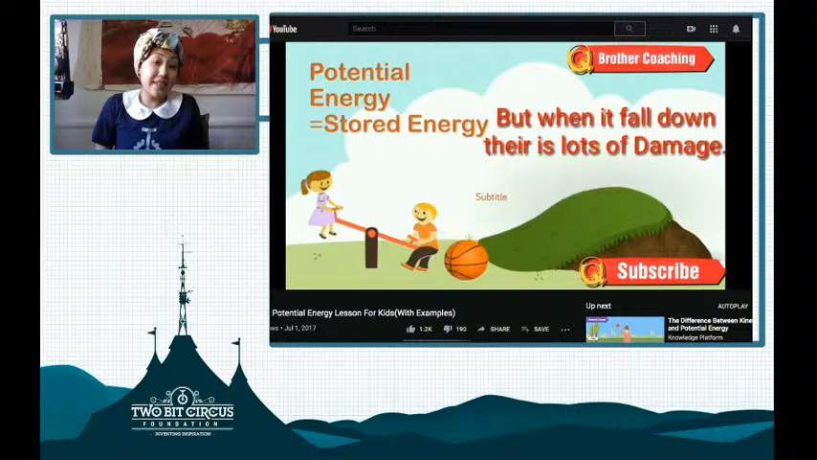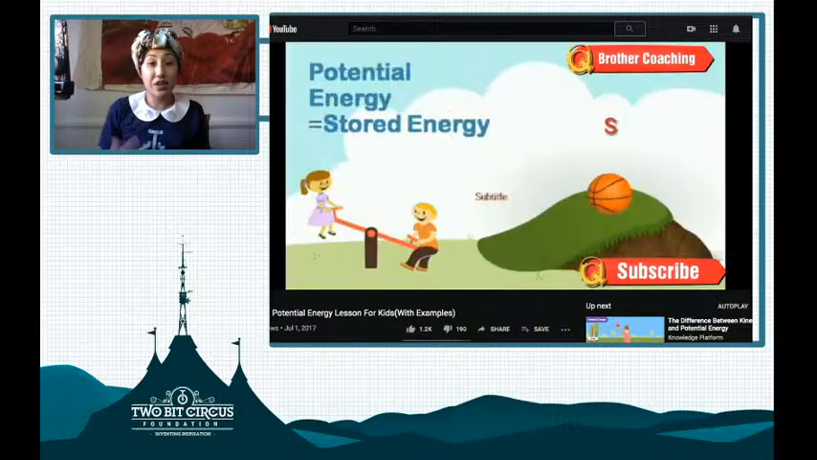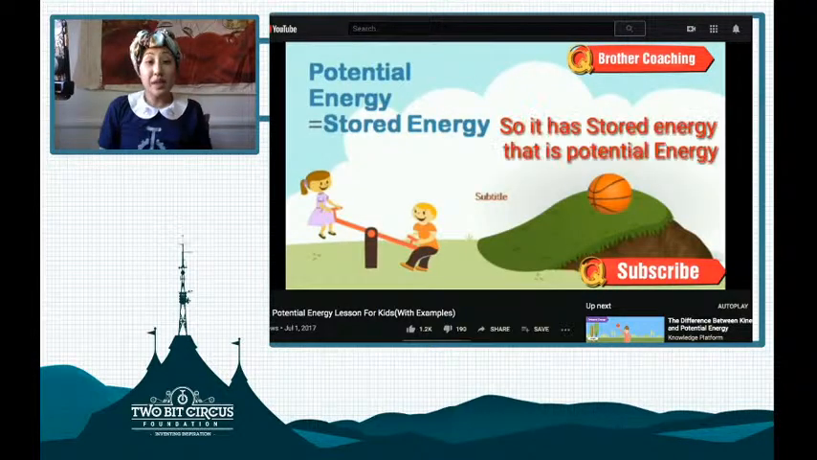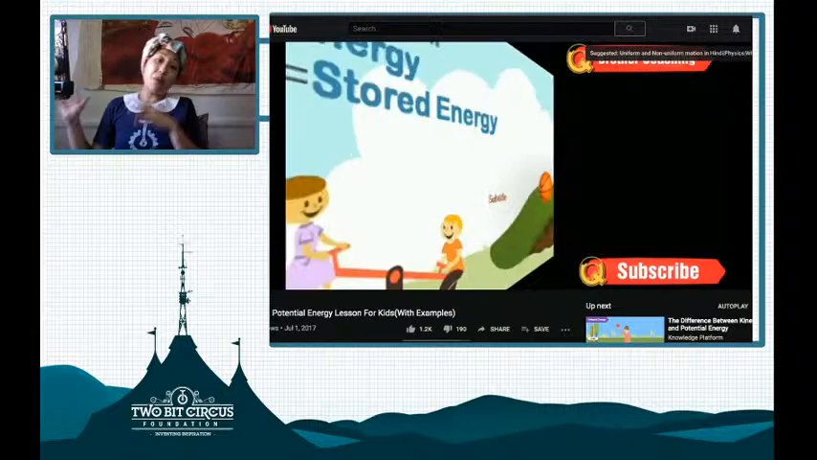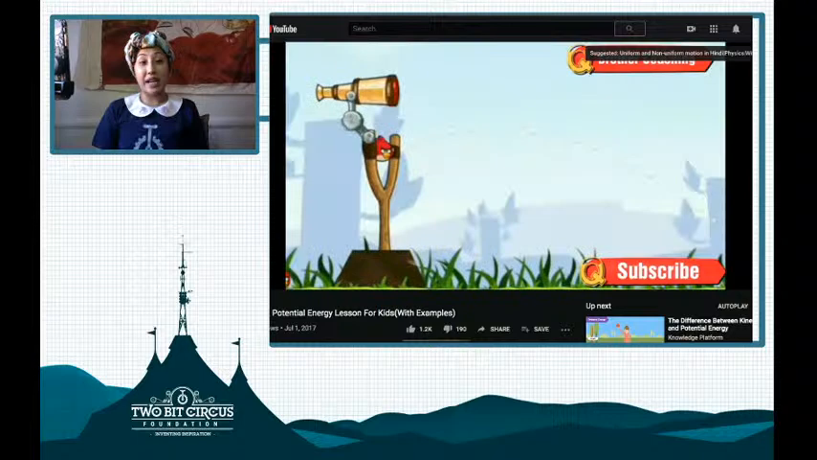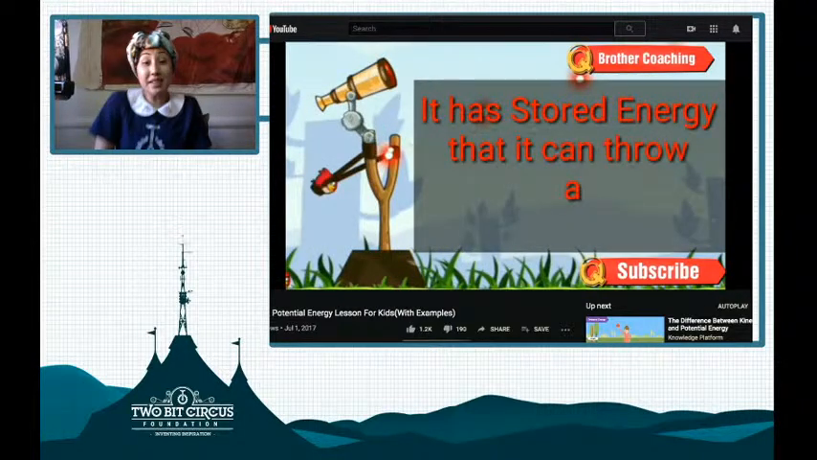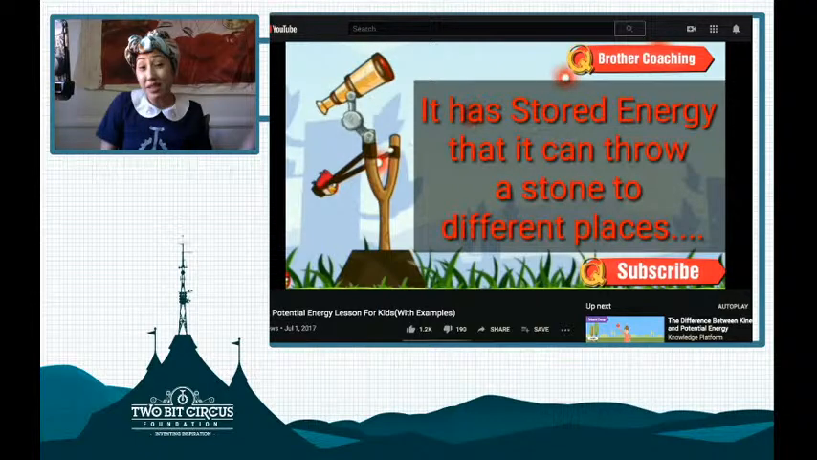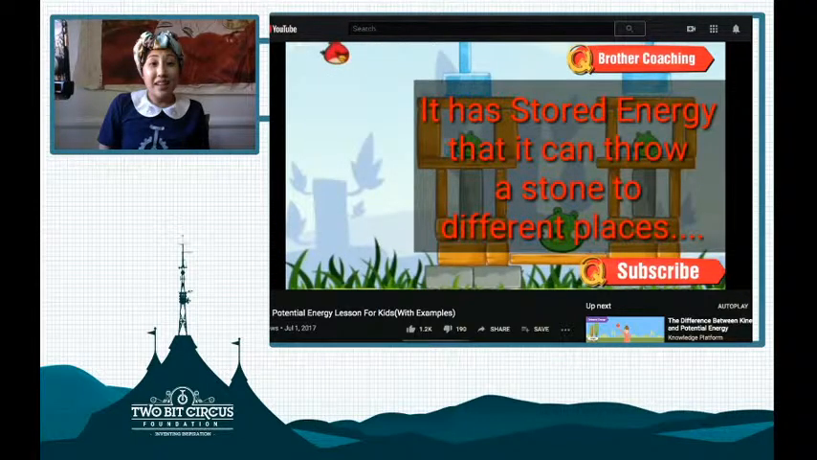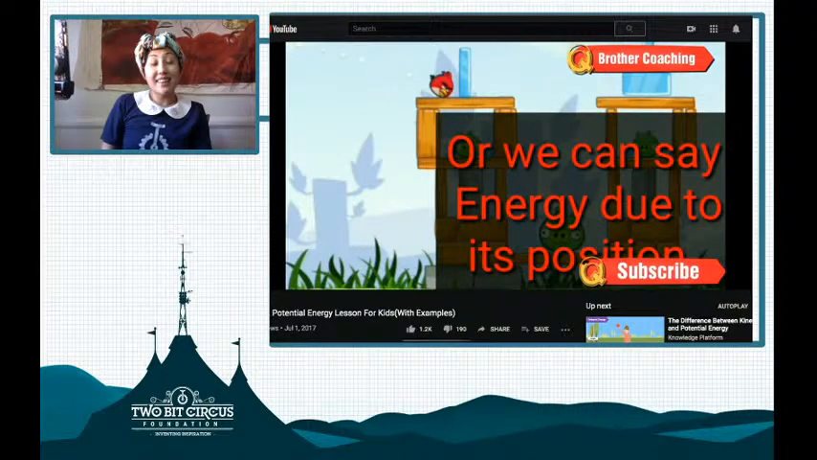But when it falls down, there is a lot of energy that gets transferred there. So it has stored energy that once it rolls down the hill, it becomes kinetic energy. And it's going to give us more examples. So for example, this catapult has stored energy so that you can ricochet this bird to other places. But once you release it and he goes flying in the air, that is his kinetic energy.